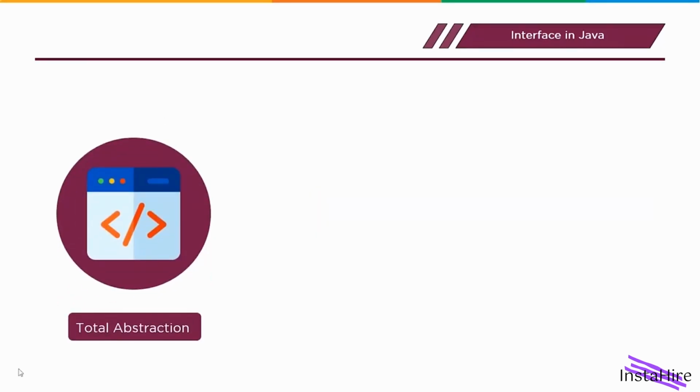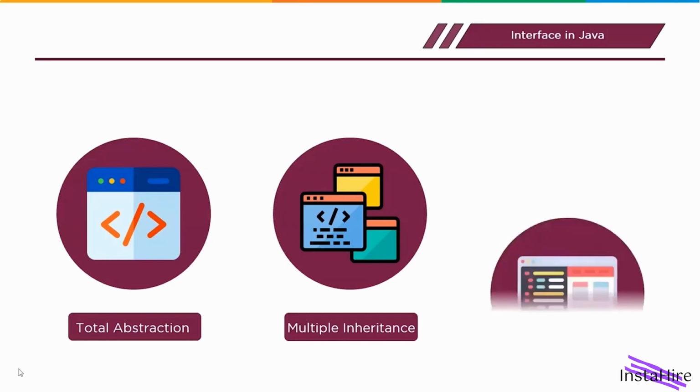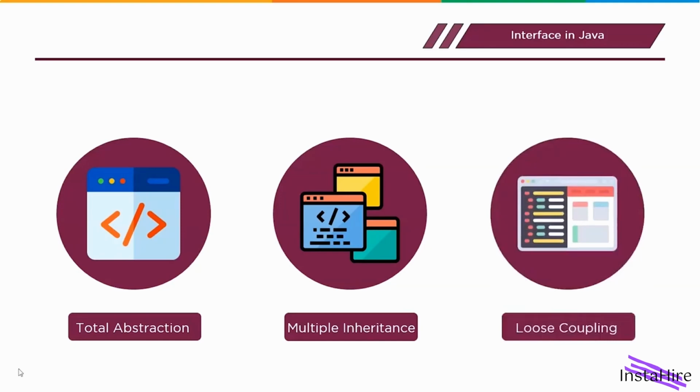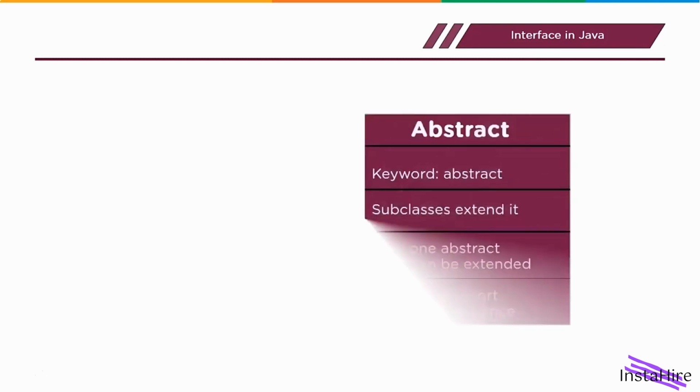Now that we know the definition and a briefing about interfaces, let's get into the features offered by interfaces in Java. The first feature offered by an interface in Java is total abstraction. Next is multiple inheritance. Multiple inheritance in Java is not possible because it creates an ambiguity, popularly known as the diamond problem. By using interfaces, we can create an environment where we can implement multiple inheritance. The last but not the least, loose coupling. Now that we know the features offered by an interface in Java, let's move ahead and understand the basic differences between an abstract class and an interface.